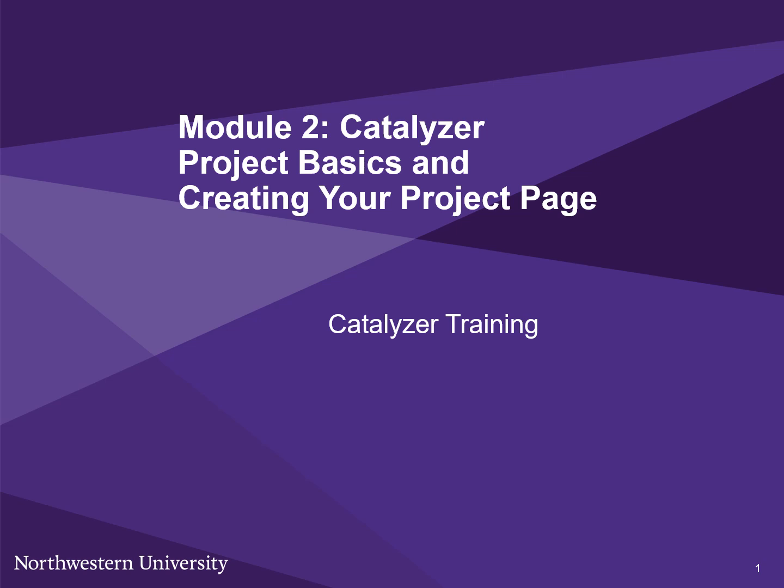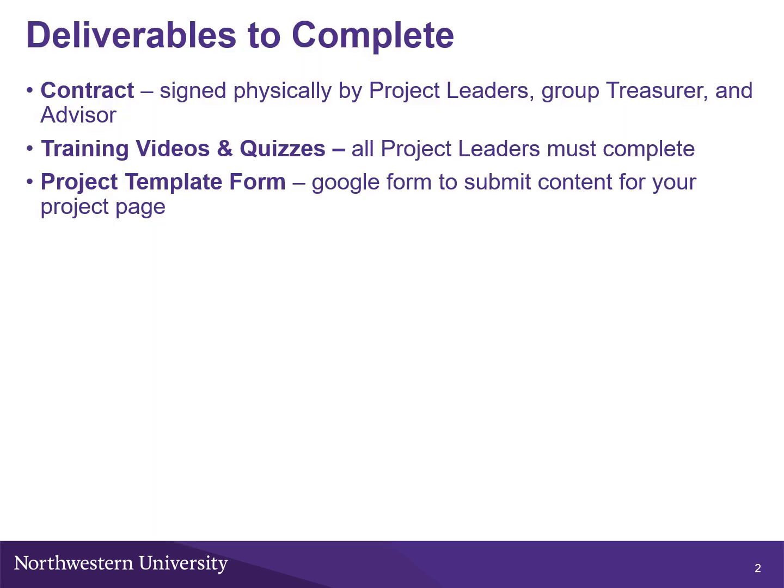Module 2, Catalyzer Project Basics and Creating Your Project Page. There are a couple deliverables that you will complete as project leaders before you build your project page. The first is you will sign a contract, physically if possible, and have your group's treasurer and advisor sign as well, stating that you will use the funds raised through Catalyzer for the project that you were approved for. You'll also complete training videos and quizzes, which you are currently doing, and all project leaders must complete them.